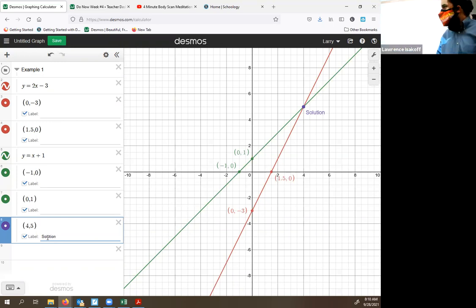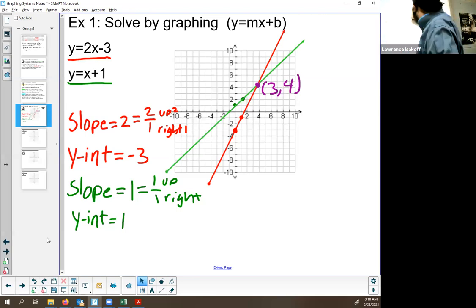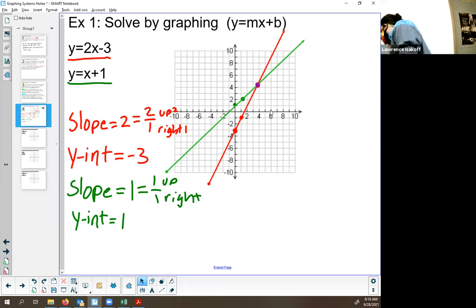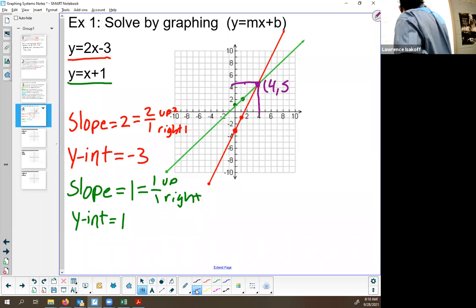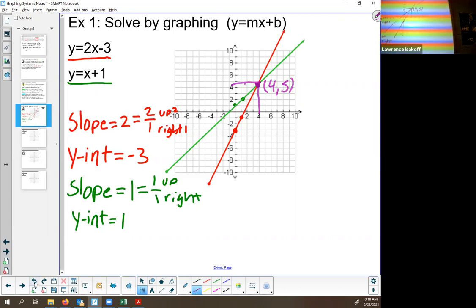So if I go back into here, let's see, I had said 3, comma 4. It looks like I was just a little bit off. Let's correct that to what Desmos said it is. Okay, looking like 4, comma 5. So my initial was just a little bit off, eyeballing it.